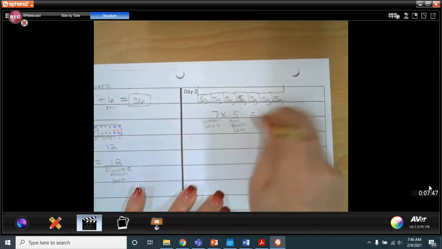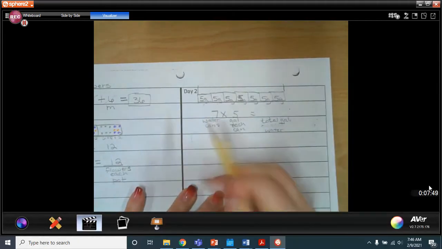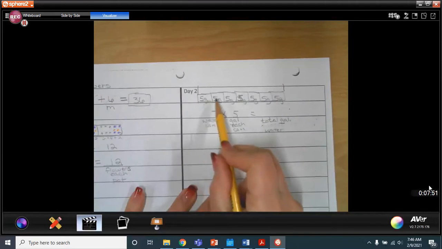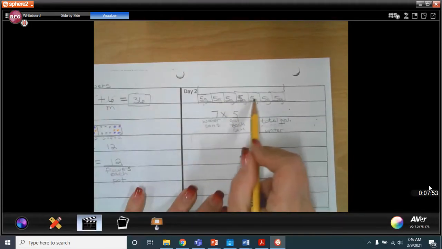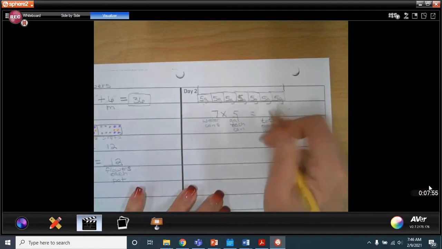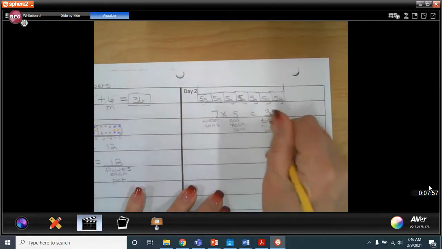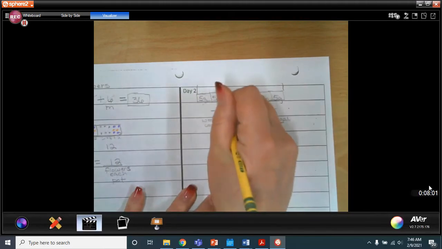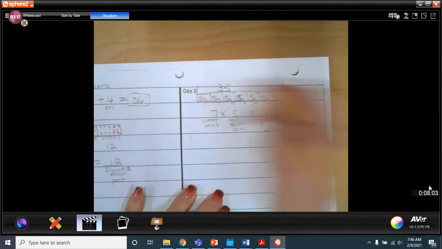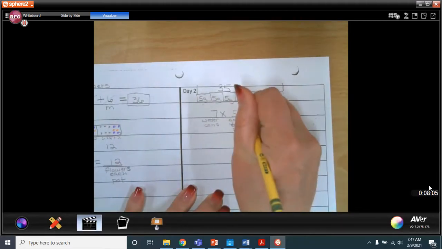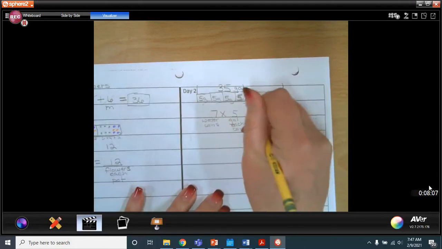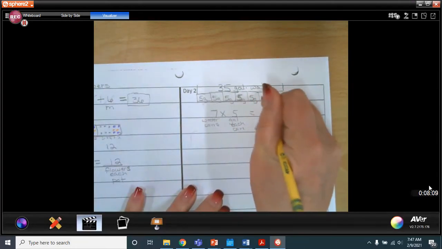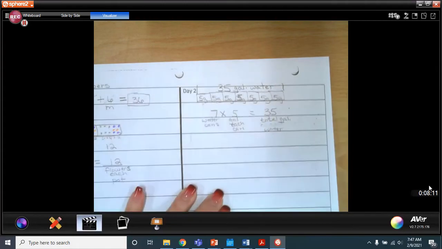So if we have 7 groups of 5, I could count by 5s: 5, 10, 15, 20, 25, 30, 35. I have 35 gallons of water once I have filled all the watering cans. So up here, I can finish my bar diagram using my amount of water, 35 gallons of water.